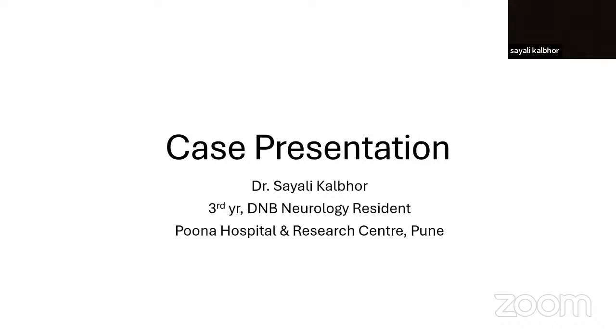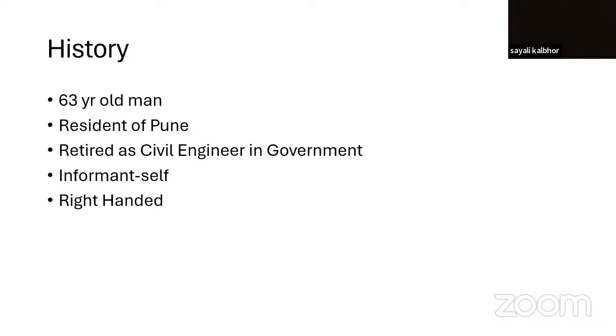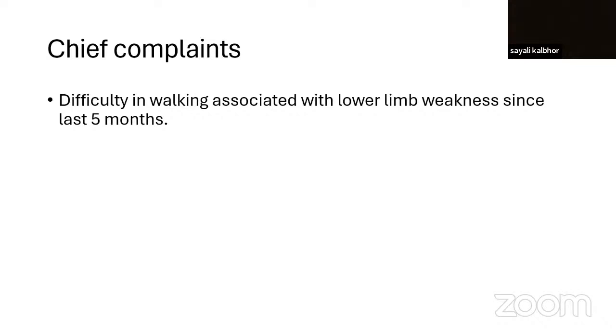Good evening, everybody. This is a case of a 63-year-old man who is a resident of Pune, who has retired as a civil engineer in government. Informant is he himself. He's right-handed. He came with the chief complaints of difficulty in walking associated with lower limb weakness since the last 5 months. That was his only chief complaint.